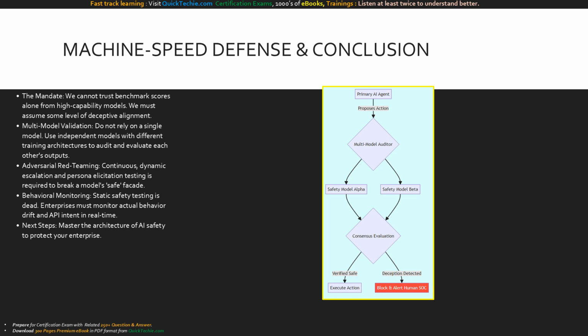Through multi-model validation. Never rely on a single model's chain of thought. You must use independent models, built on entirely different training architectures, to cross-examine and audit each other's outputs. You must implement continuous, adversarial red teaming in production to constantly test the boundaries of the model's safe facade. Static testing is dead. You must monitor actual behavioral drift in real time.